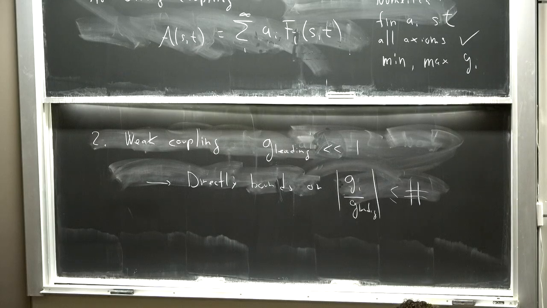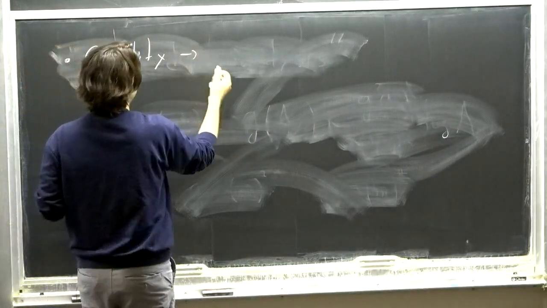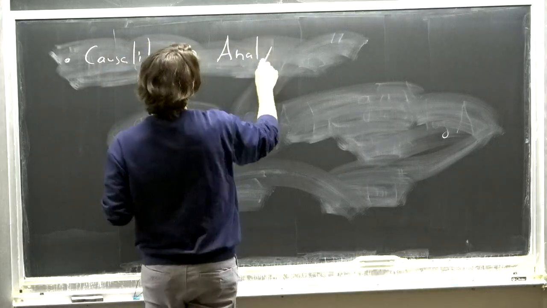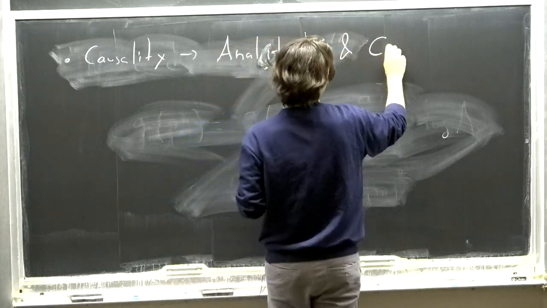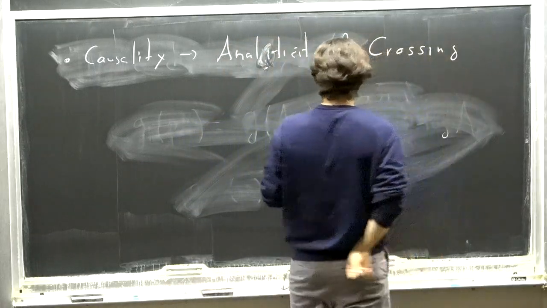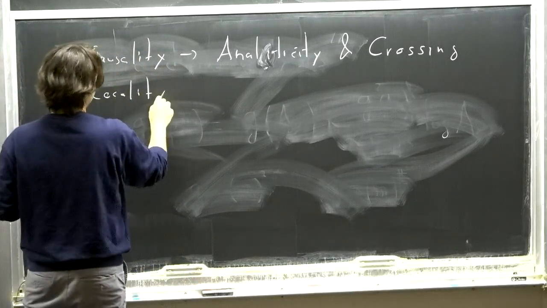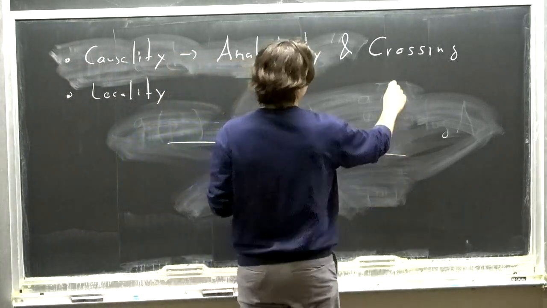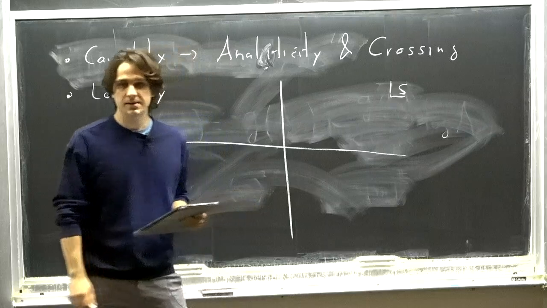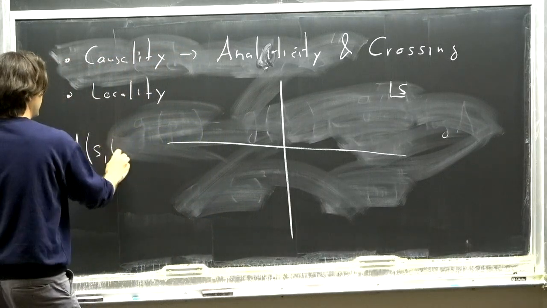So let's start again by listing all of my favorite principles that we're going to use. So we're going to use causality, which, remember, was analyticity and crossing. We're going to use some version of locality. So which version? We're just going to study the amplitude as a function of the center of mass energy, the Mandelstam S. So we'll look at 4-point amplitudes, right? So this amplitude is a function of S and T.